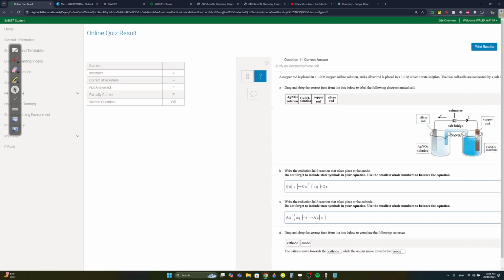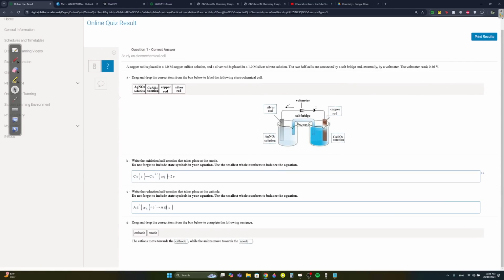Okay, for 4.4, it's just studying an electrochemical cell. It's the same thing we just did, but I'll just repeat it quickly. A copper rod is placed in 1 molar copper sulfate solution, so copper sulfate, and the silver rod is placed in 1 molar silver nitrate solution. So you have copper here, Cu, and you have Ag here. They're connected by salt bridge and by voltmeter. The voltmeter reads 0.46. Okay. They didn't tell you here which one's positive. You're required to know it on your own.